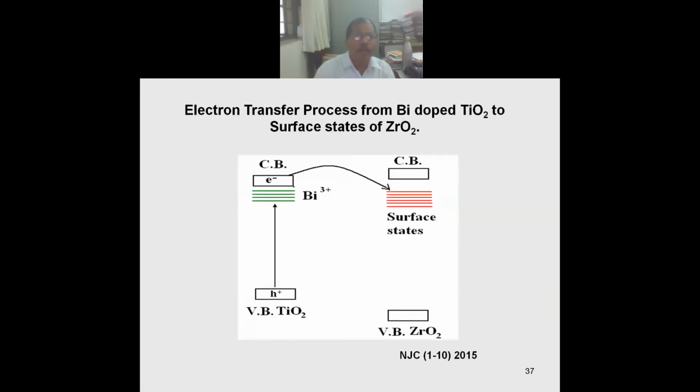So again, we try to explain how there is a decrease in the band gap, and how this catalyst is going to work. This is the TiO2 valence band and conduction band, and due to the addition of bismuth, an additional energy level, there is a formation of a surface state. There is a transfer of energy from the conduction band of TiO2 to the TiO2 ZrO2, and there is an enhancement in the lifetime of the charge carrier.